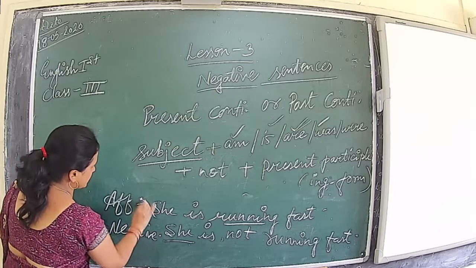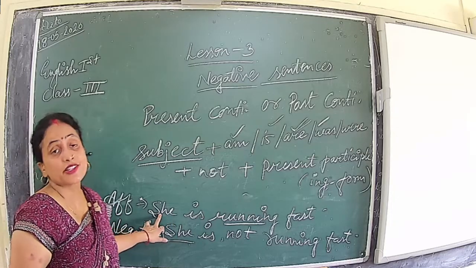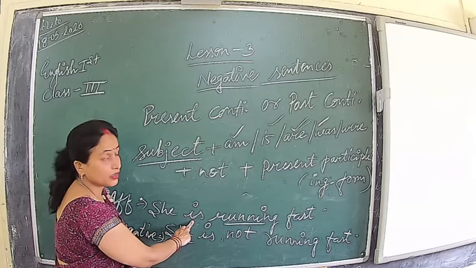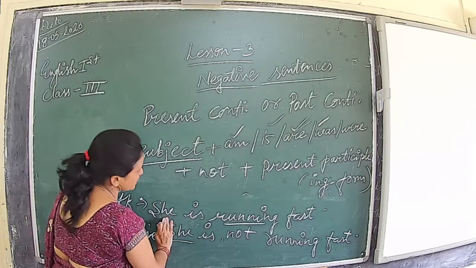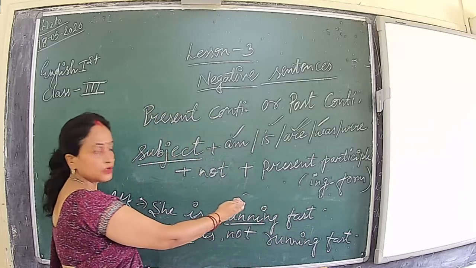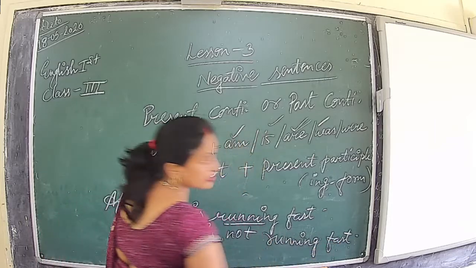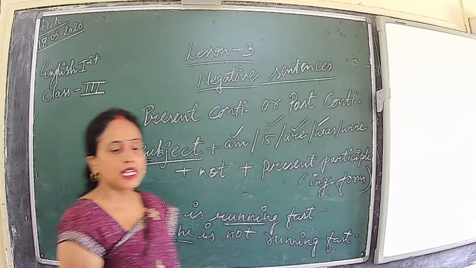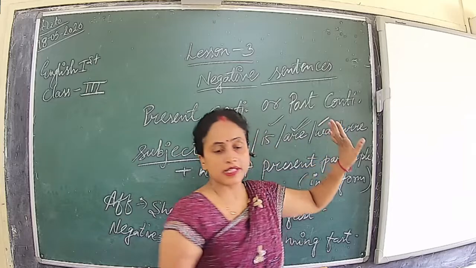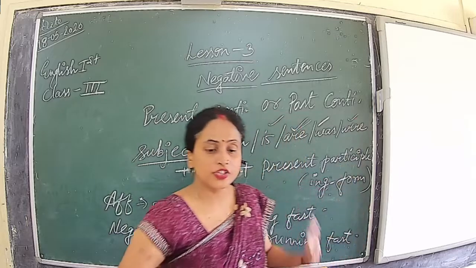Now, here is a difference. You see, she is what? She, as it is singular, so that's why we have used "is" here. Okay. And she is the subject, "is" is the helping verb, and here is the verb in ing form. We have to use it like this: she is not running fast, when we change into the negative sentence. It is clear? Okay, now one more example is left. Now, how to change this?